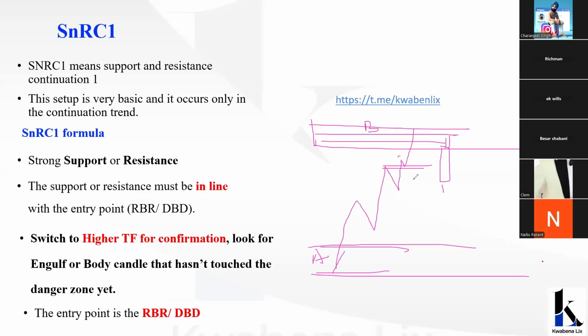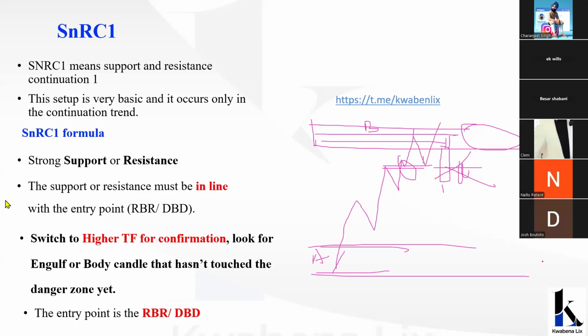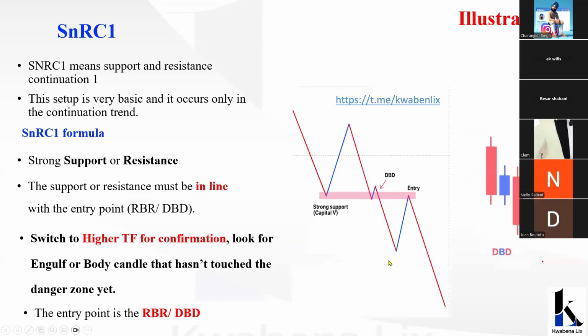So when you see this SNRC1 and it's passing through a full body candle, the question is: has the full body candle touched the zone? If yes, then forget it. If no, then trade the SNRC1 to go to the zone. So that is the danger zone. The danger zone is the reversal zone. All right, so let's see some examples.